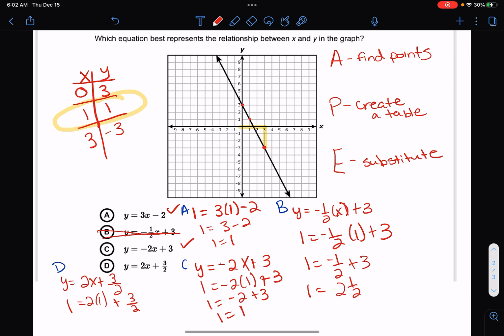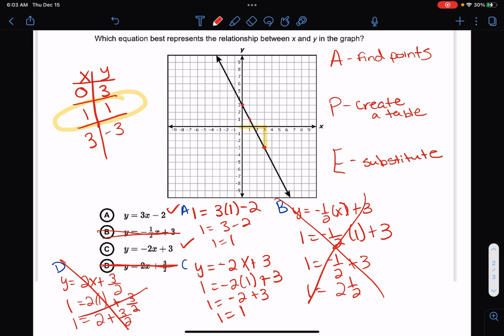So C also works. So you have to try D, see if it works, and then you're going to have to check those 2 using one of the other sets of numbers. I'll check D with you. So we've plugged it in: 1 equals 2 times 1, 2, plus 3 halves. Is that going to equal 1? No. So it's either A or C.